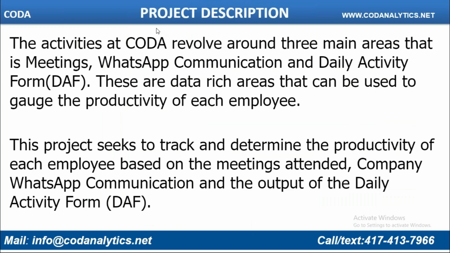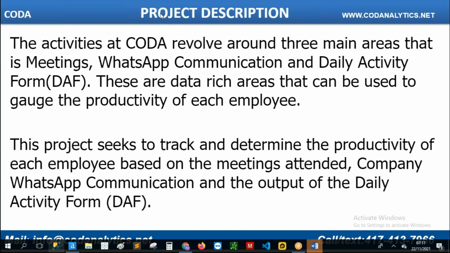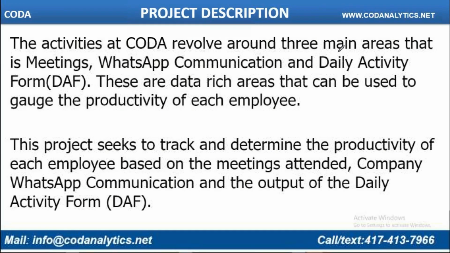So we want to understand the projects, and the activities at Coda revolve around 3 main areas. That is, we revolve around the meetings, WhatsApp communications, and the daily activity forms. We have the data, and these are the data-rich areas that can be used to gauge the productivity of each employee. So we have 3 main areas in Coda.